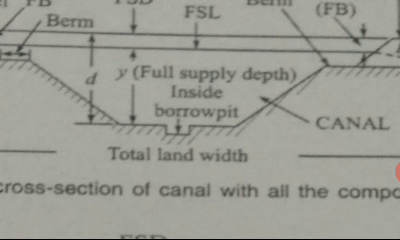The outside borrow pits should be located at a distance of more than 5 meter from the toe of the embankment in case of small channels and 10 meter in the case of large channels. These borrow pits should not be deeper than 0.30 meter and should be connected by a drain after the measurements of earth work are over so that they do not hold stagnant water.